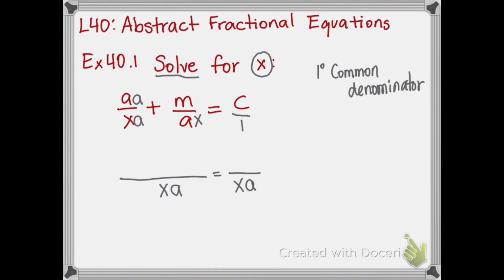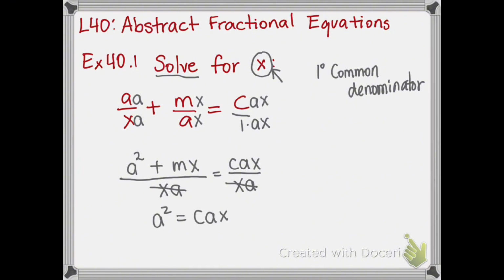For a, we're missing an x. So we multiply the top and the bottom. And for 1, we're missing ax. So we multiply the top and the bottom. And so on the top, we're going to have a squared plus mx equals cax. Like I said before, we're going to cancel denominators because we have the same denominator in both sides. And then what we want is to have the x, because it's the letter that we want to leave by itself, in one side of the equation.